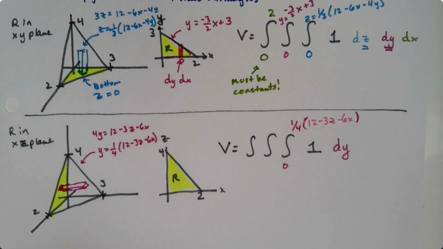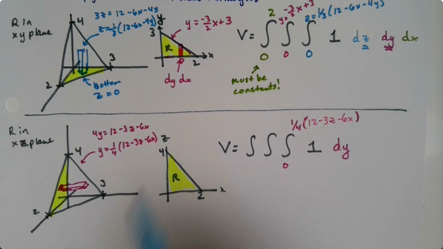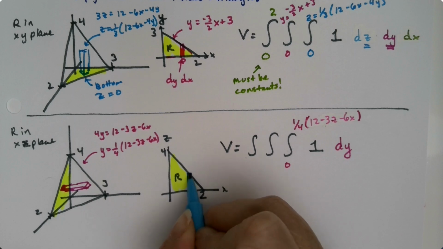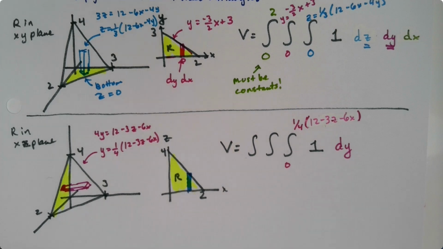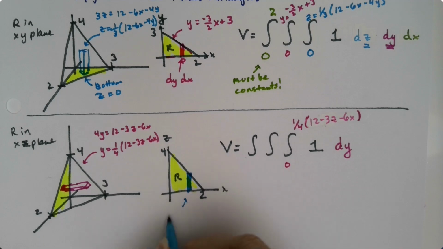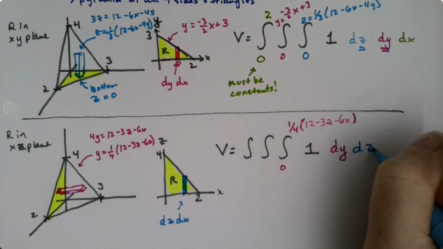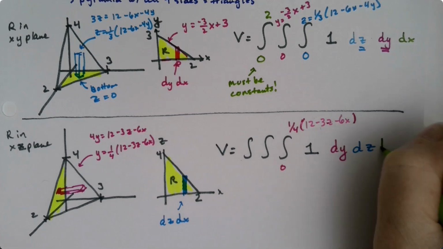All right, now how do we want to orient this? So we need a rectangle in here, and we can kind of do it whichever way we want. So we can go vertical or we can go horizontal. It doesn't really make any difference. If we go vertical, that would be dz dx. Okay, so we'll do it that way. So dz and then dx.